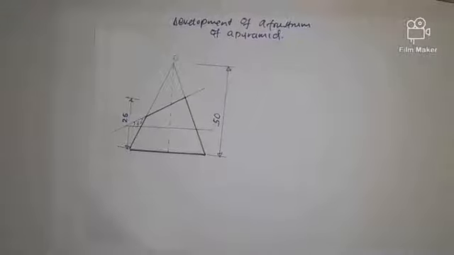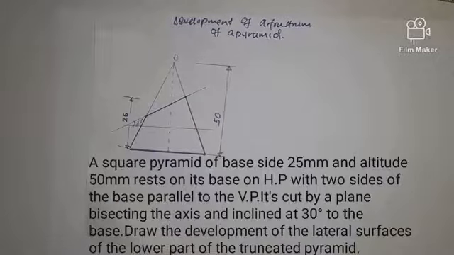Hello, welcome. Today we are going to look at development for a frustum of a pyramid. We have been given a sample question. A square pyramid of base side 25 millimeters and altitude 50 millimeters rests on its base on the HP with the two sides of the base parallel to the VP. It's cut by a plane bisecting the axis and inclined at 30 degrees to the base. Draw the development of the lateral surfaces of the lower part of the cut pyramid.